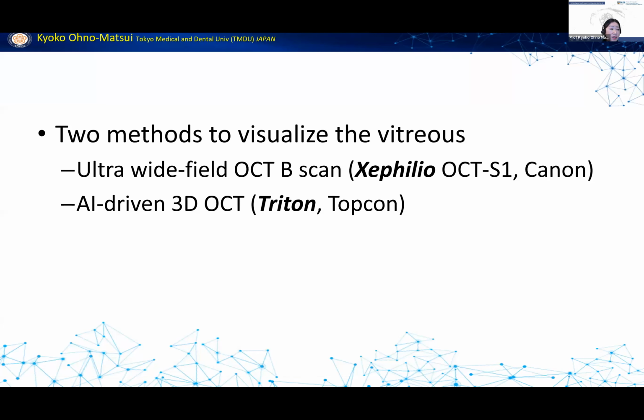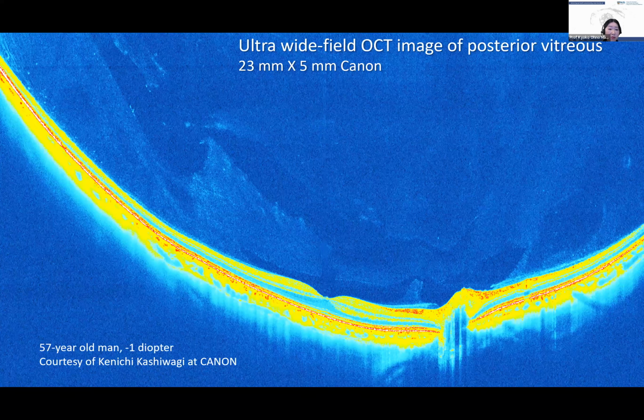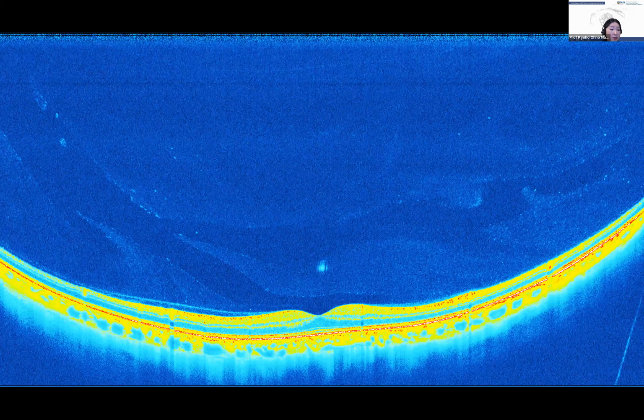Instead of boosted OCT, we have used two methods to visualize the vitreous: ultra-wide field OCT B-scan and AI-driven 3D OCT with Triton. Before showing the results in highly myopic vitreous, I will briefly show you our data on vitreous structures in normal eyes with the two methods. This slide shows the ultra-wide field OCT image of a 57-year-old man with mild myopia. You can see the pre-cortical pocket, the Cloquet canal, and many cisterns. In a vertical section, the pocket joins with other cisterns and goes farther upward. Ultra-wide field OCT visualizes the detailed structures of the vitreous in a wide and deep range.